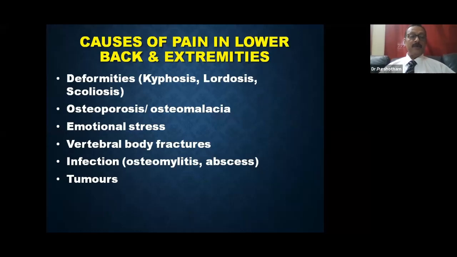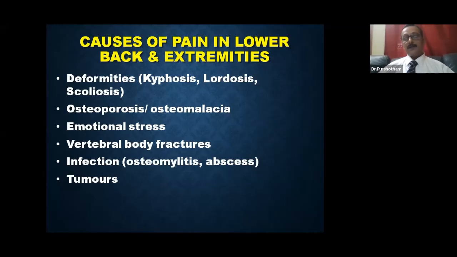It could also be deformities, if there is a congenital or acquired deformity like kyphosis, which is forward bending of the spine, a lump in the back, scoliosis, which is side bending of the spine, lordosis, backward bending of the spine. These are the deformities which could be present, and osteoporosis, weakening of the bone where density is reduced, and emotional stress is one of the significant reasons of psychosomatic pain of the back.